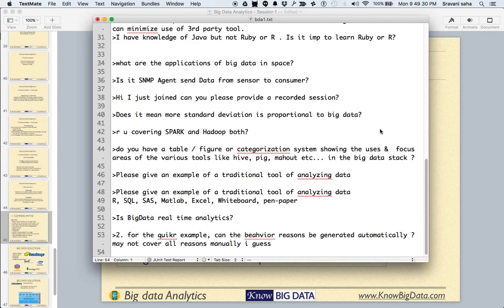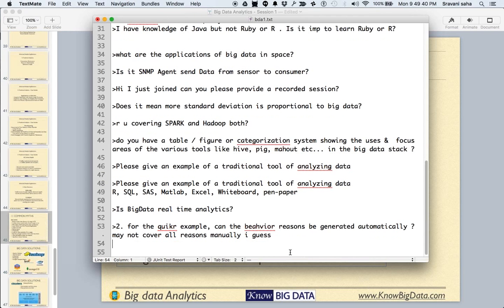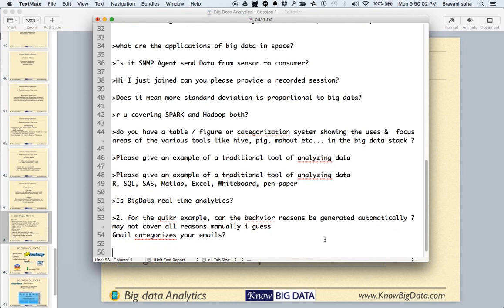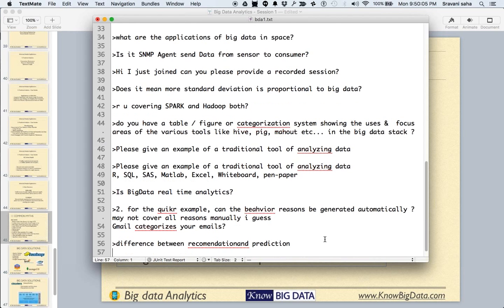There's a question from Darshan. For a quicker example, can the behavior be generated automatically? It may not cover all the use cases manually, I guess. So behavior can be generated automatically in lots and lots of cases. Don't you see how Gmail categorizes your emails? In a similar way, it is actually possible to a very large extent, if you have good enough data. If you have small data, the predictions will be very buggy. Predictions will be based on few insights, not uniform.